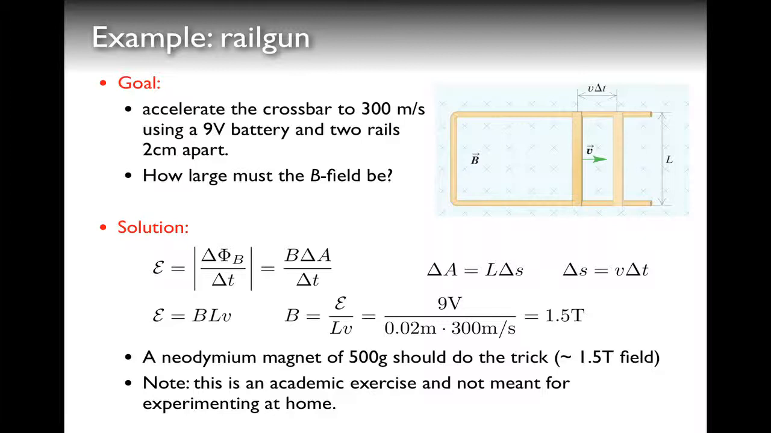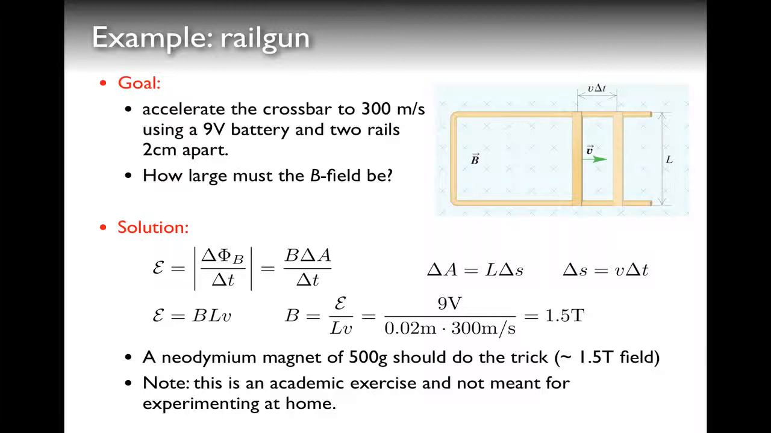Let me show you another example, which is basically a schematic for what is known as a railgun. A railgun is a device that allows you to accelerate a projectile that is magnetic in a magnetic field. So the goal is to accelerate this crossbar that you see here connecting this U-shaped wire to 300 meters per second using a 9-volt battery and 2 rails that are 2 centimeters apart. So the length between the rails is 2 centimeters. And the question is, how large must the magnetic field be such that the bar moves? Note that the magnetic field points into the slide or into the wall because we want this bar to move to the right.